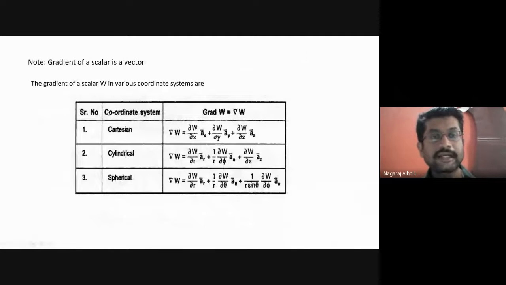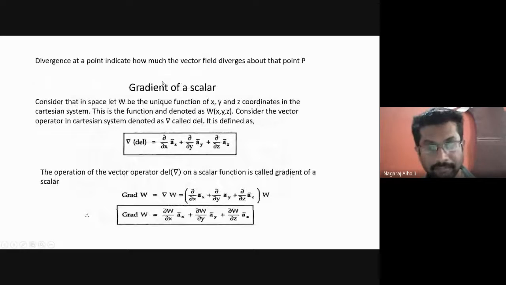The gradient of a scalar is a vector. Why, students? Here, what is this? Is it not a vector? It is ∂W/∂x ax bar, and we have the unit vectors ax bar, ay bar, and az bar. Unit vectors give the direction, and hence the gradient of W is a vector quantity. Note that divergence, the flux per unit volume, is a scalar quantity. Gradient, where we operate the del operator on the scalar function, gives a vector quantity. Remember these points.